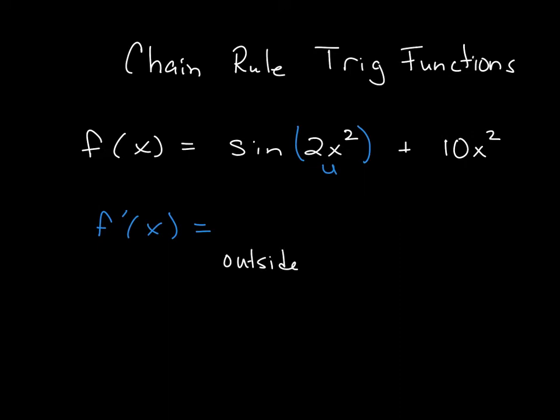So the derivative of the sine of u is just going to be the cosine of u, which stays exactly the same. So that's going to be cosine of 2x squared. And now I multiply times u prime, which in this case is just going to be 4x. Then take the derivative of 10x squared, which is just 2 times 10x, which gives me 20x.